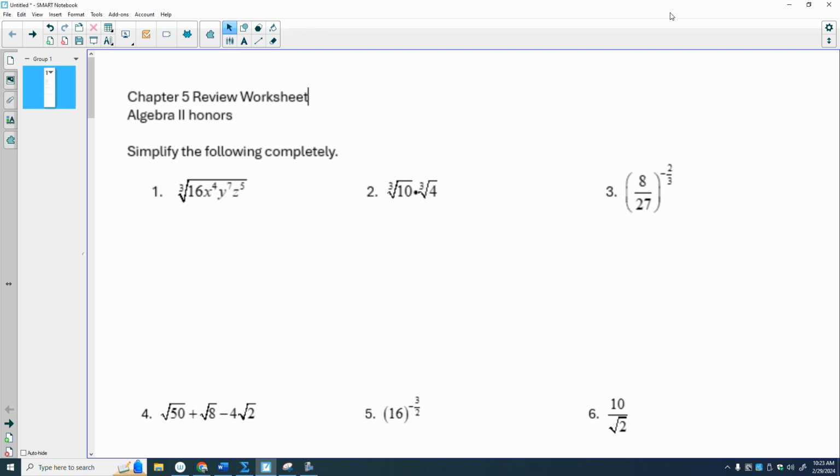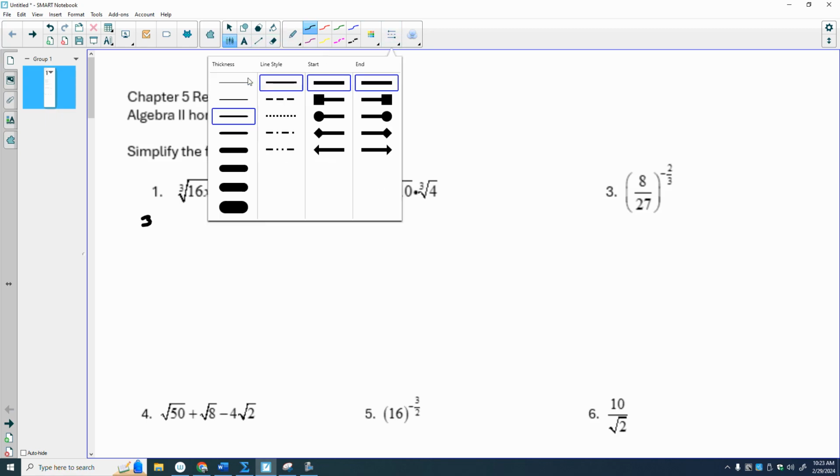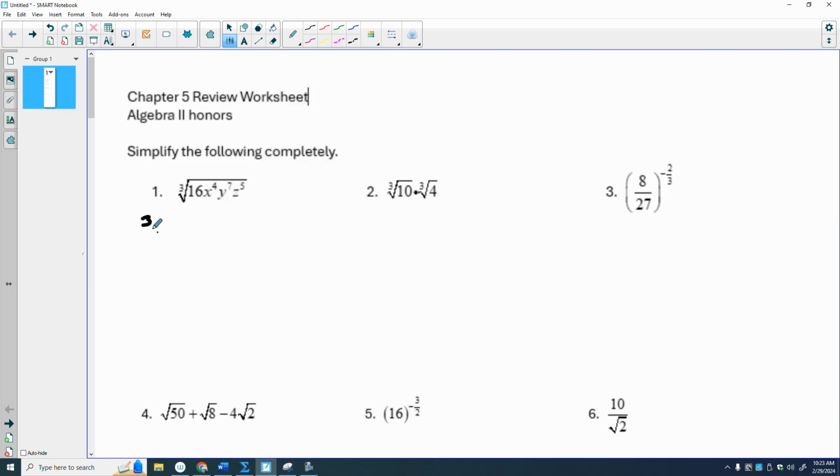All right, so question 1. We're supposed to simplify this. It's a cube root, sorry. So I'm looking for perfect cubes. So I'm going to make this the cube root of 8 times the cube root of 2, because 8 times 2 is 16, and I picked 8 because it's a perfect cube. So now the cube root of 8 I know is 2, and the cube root of 2 I don't know, so I'm going to leave it inside.